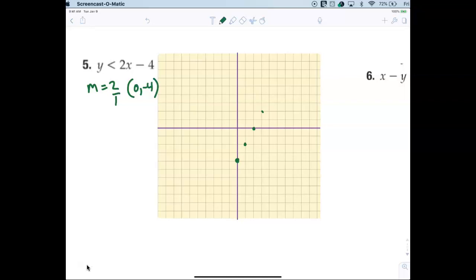All right. Now, what kind of line? Now it's below. You didn't answer my question. What kind of line? Dotted line. And then we're shading where? Below, because it's less than. Did I agree? Simple. You can graph a line.